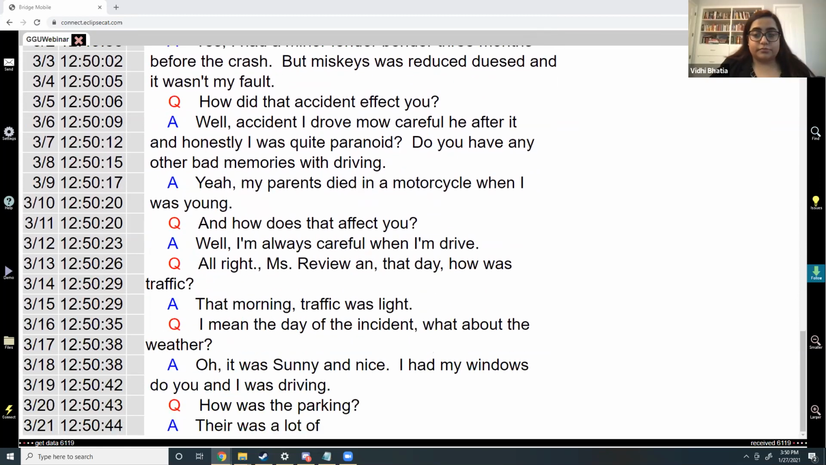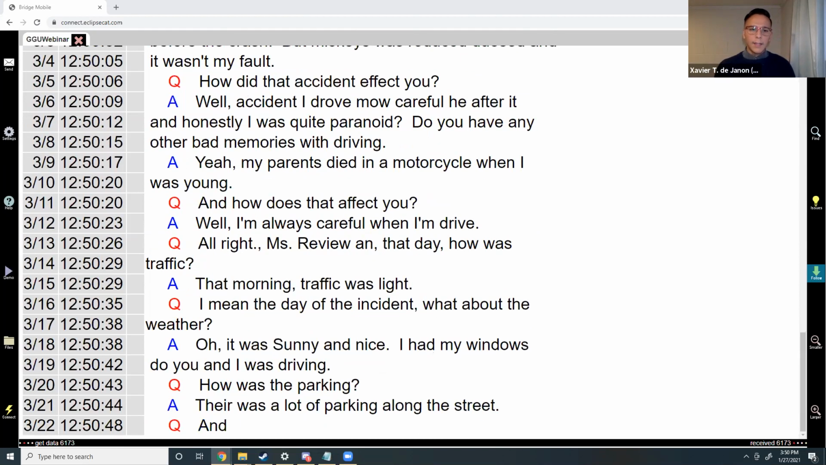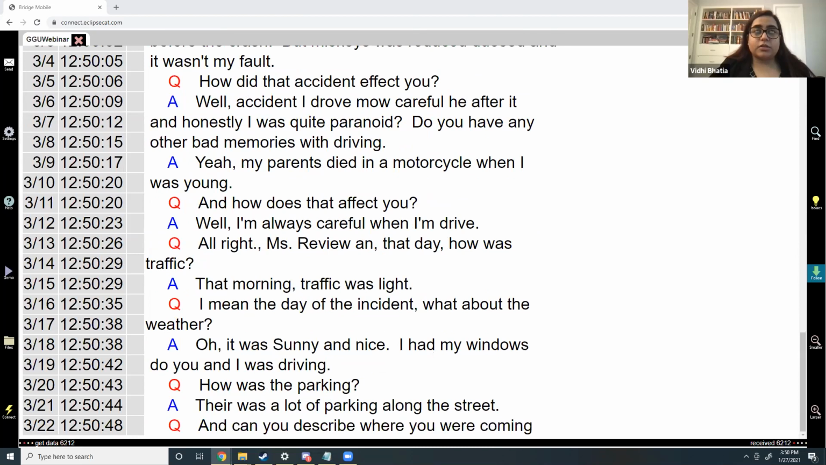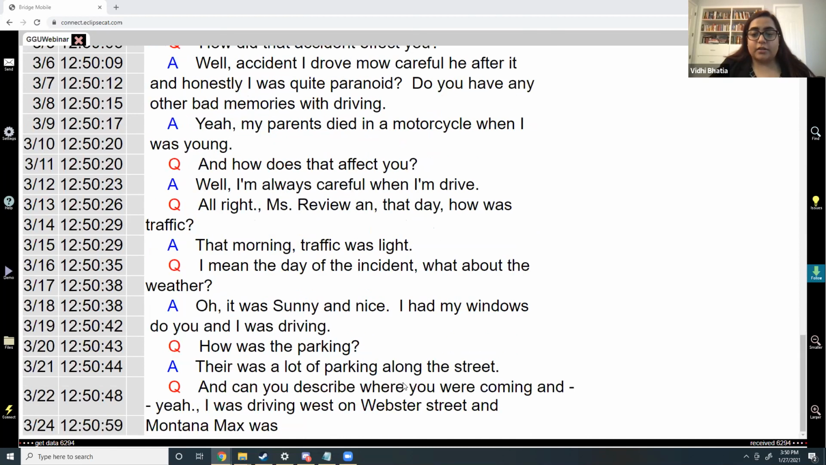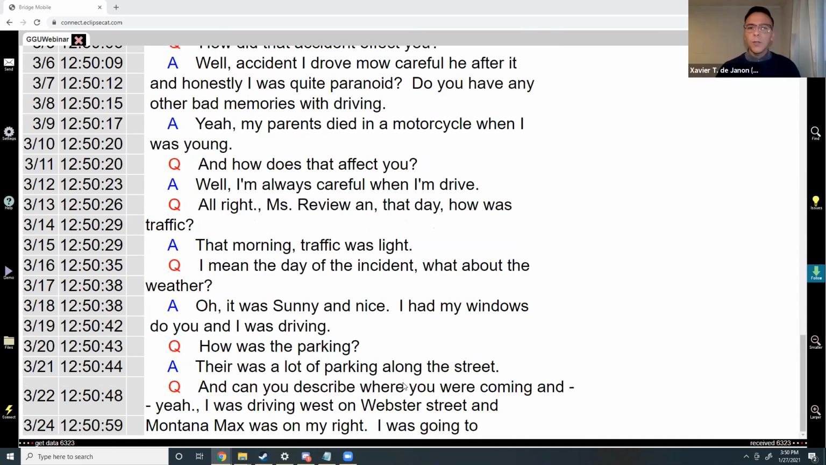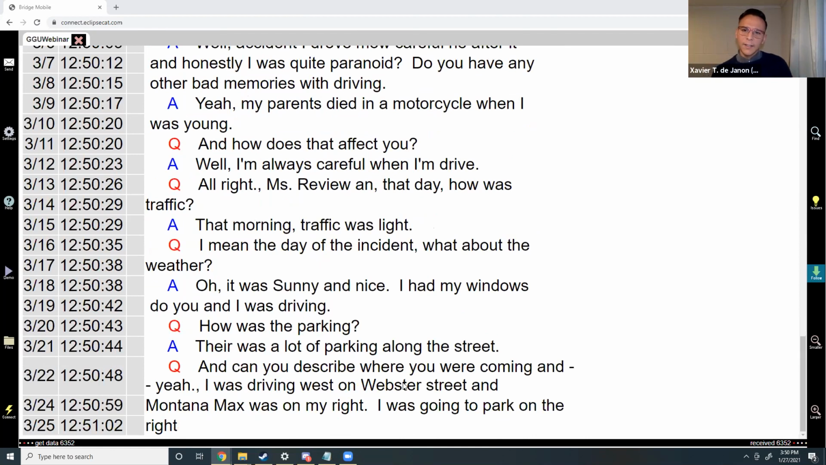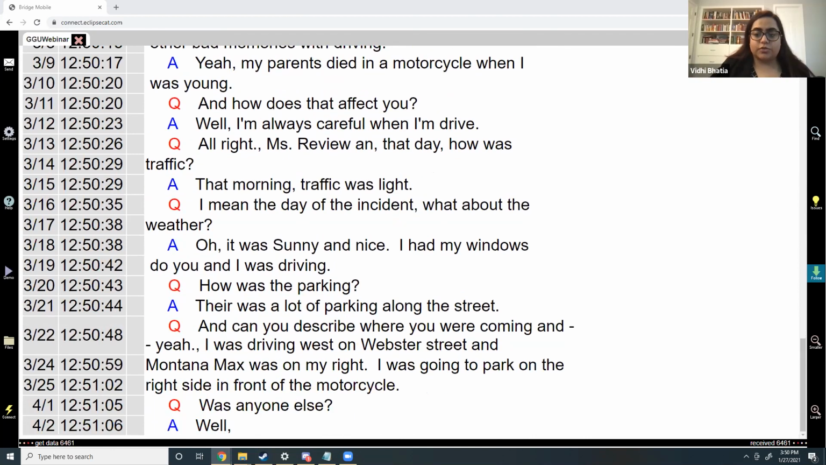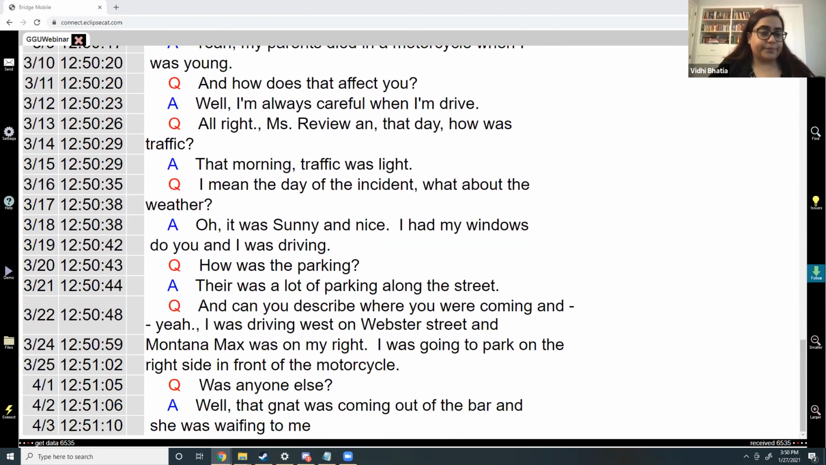And can you describe where you were coming from? I was driving west on Webster Street, and Montana Max's was on my right. I was going to park on the right side in front of the motorcycle. Was anyone else there? Well, Nat was coming out of the bar and she was waving to me, and Tony Stork was also there close to the motorcycle, but he looked like he was walking away. No further questions.